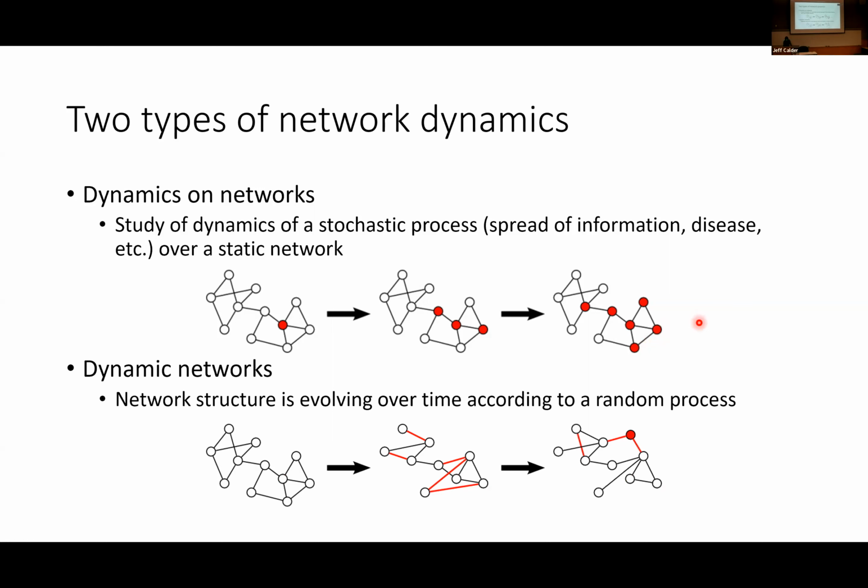On the other side, you have dynamic networks. Here, the network structure itself is evolving over time according to a random process. Edges can be added or removed over time, or even a new node, or nodes can be added or removed. And this is what I'm going to talk about here, these dynamic networks.